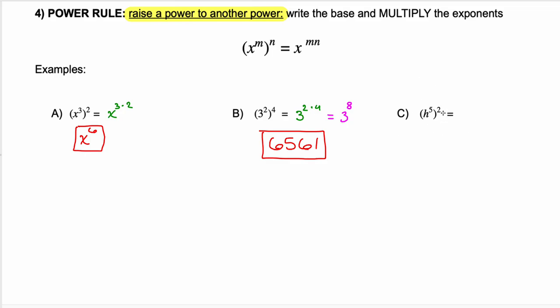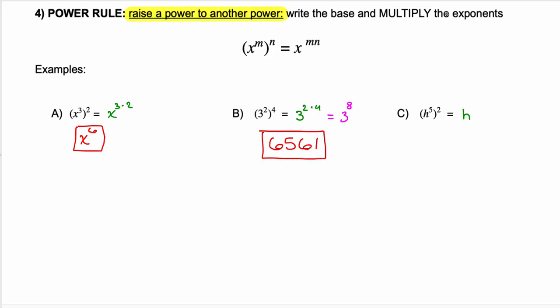Our last problem has the parentheses raised to a power. So we have h to the 5th inside the parentheses, and then we have the power of 2 on the outside of the parentheses. Since we have an exponent inside and an exponent outside, this is the power rule. We're going to take the base, which is h.